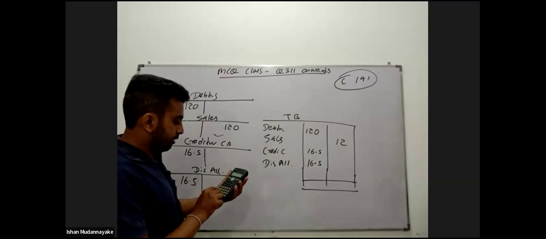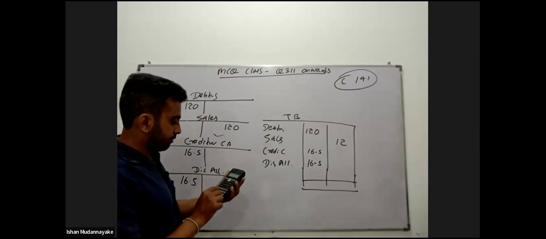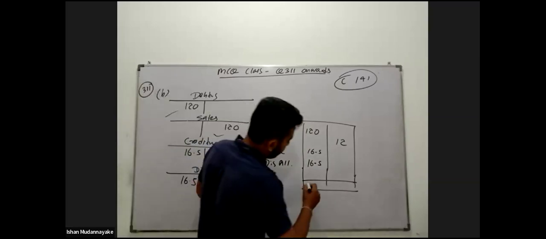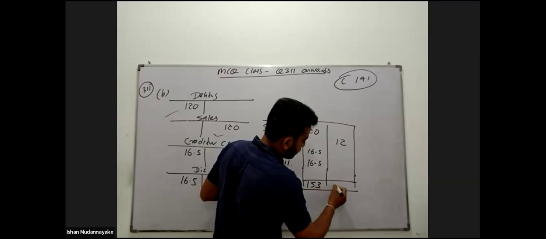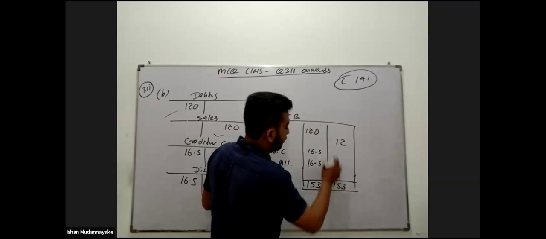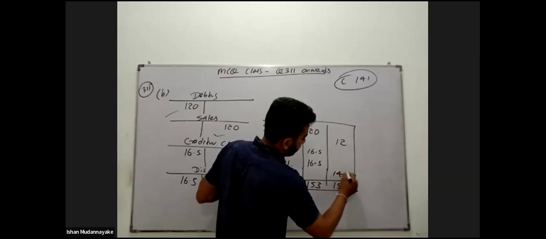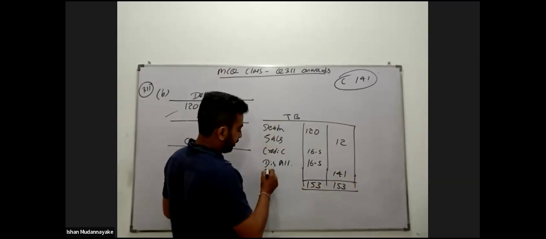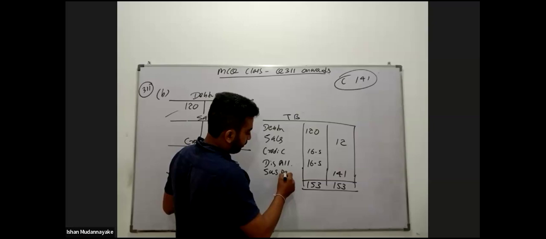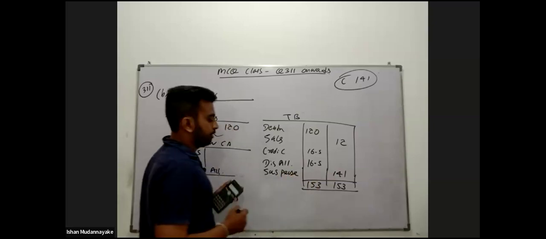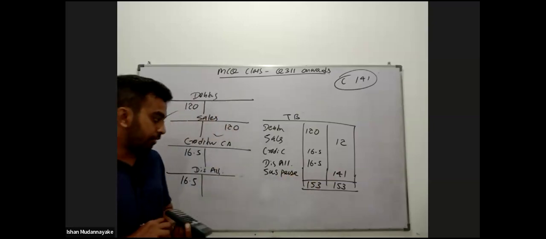Now I decide 120,000 plus 33,000, 153,000. Transfer to decide 153,000. 153,000 minus 12,000, 141,000. Suspense account. Trial balance is not equal. Therefore, we transfer this difference to the suspense account. Suspense account 141,000.